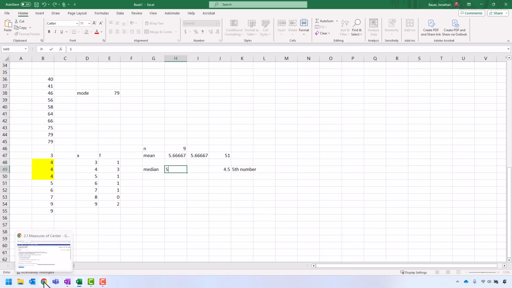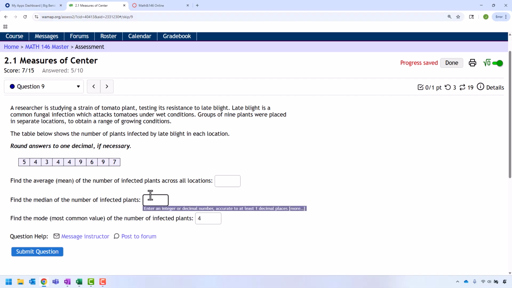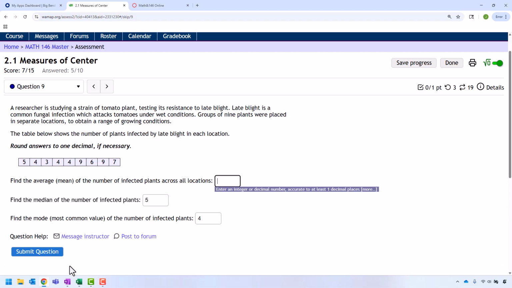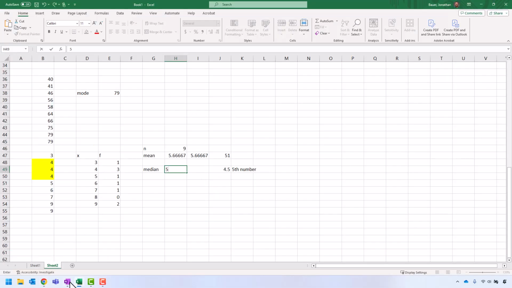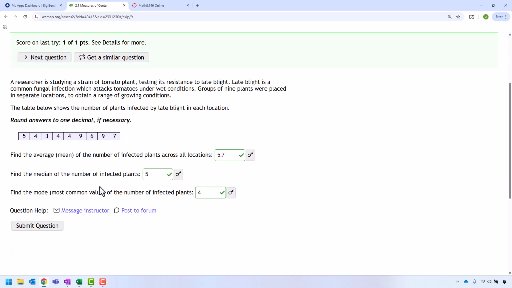Going back here, our mean, 1 decimal place, I think it was 5.666, so that's going to be 5.7. And there we got them.